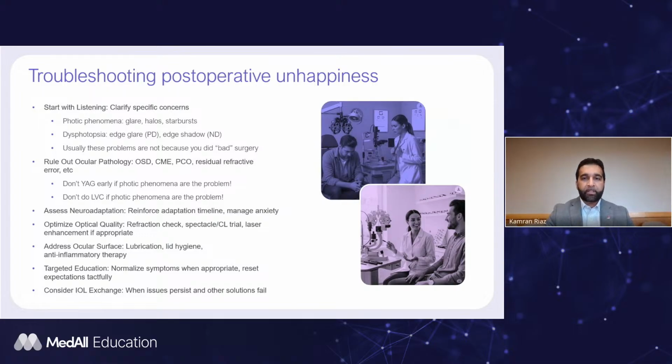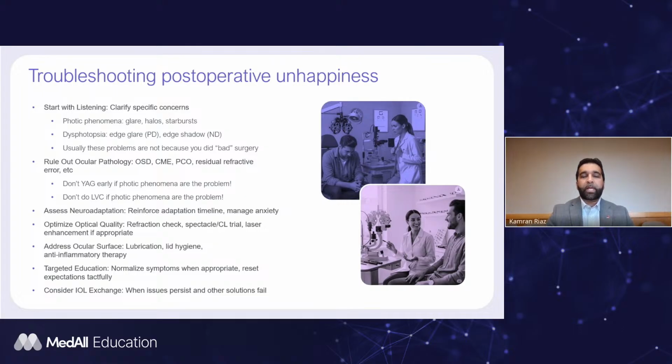Understand the photic phenomena that are associated. I call these center of the lens problems: the glare, halos, and starbursts. These are different from dysphotopsias, which are more edge glare and edge shadow, edge of the lens problems. You can feel some reassurance that these problems happen not because you did bad surgery, but because the patient's bad. No, I'm kidding. It may be because we underestimated the impact of their ocular anatomy or other factors like angle alpha. Dysphotopsia is typically related to things like the index of refraction of particular lenses. But this is where listening is very important.